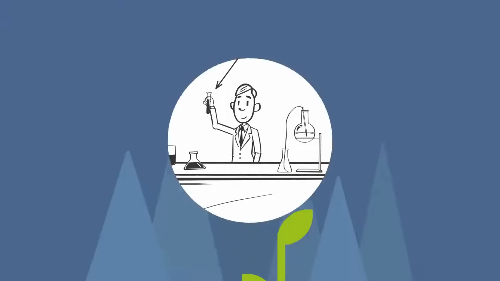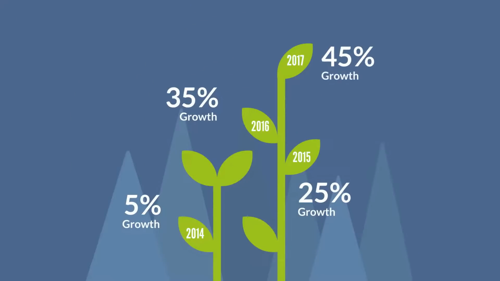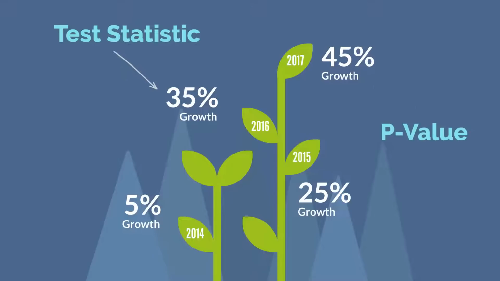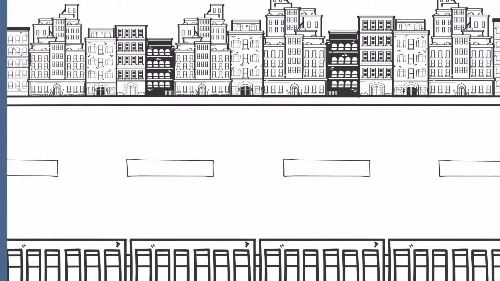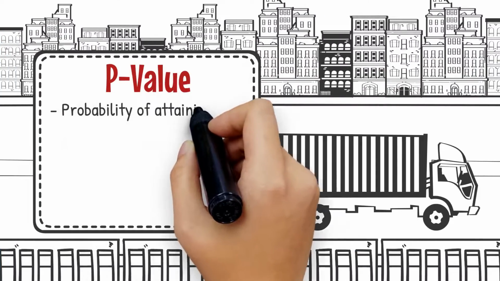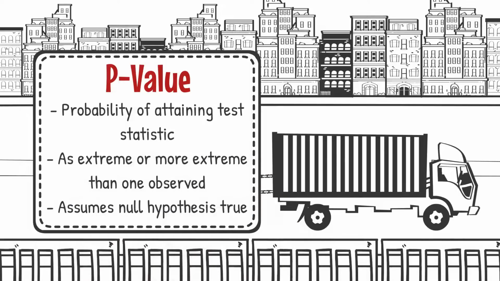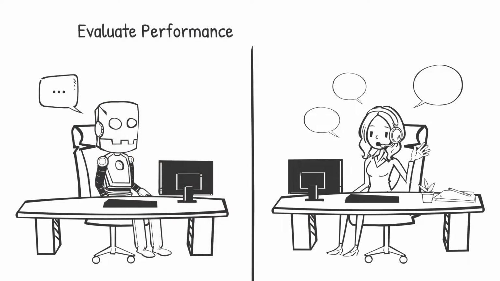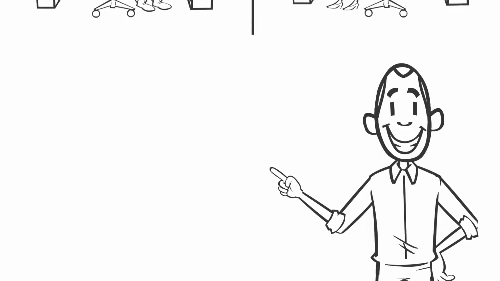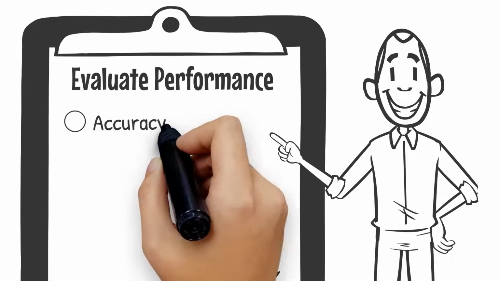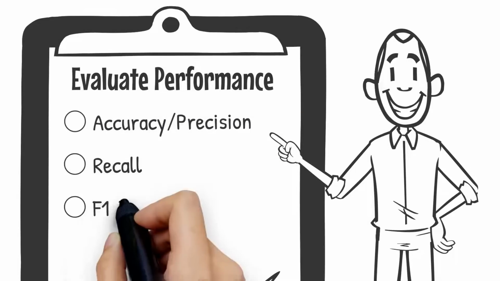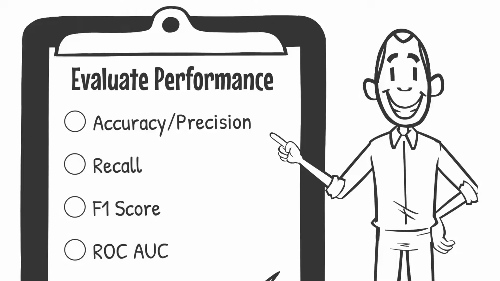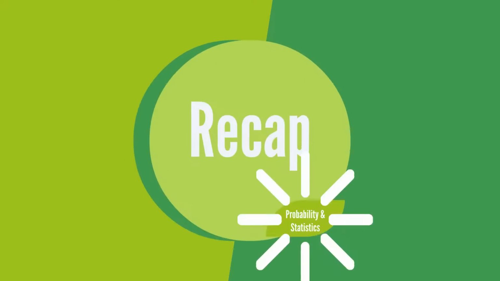We then use the sample data to calculate a test statistic and a p-value. The p-value is the probability of obtaining a test statistic as extreme or more extreme than the one observed, assuming the null hypothesis is true. Probability and statistics are also used in machine learning to evaluate the performance of models. For instance, we use concepts such as accuracy, precision, recall, F1 score, and ROC-AUC to evaluate the performance of a classifier.